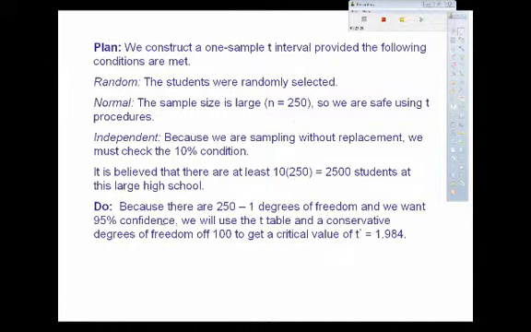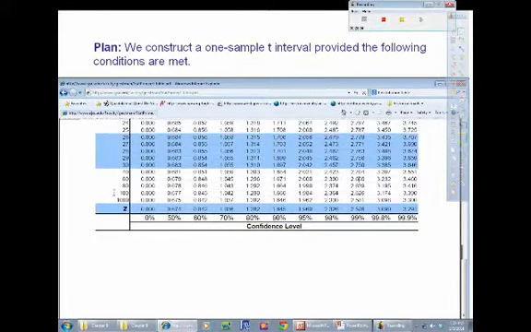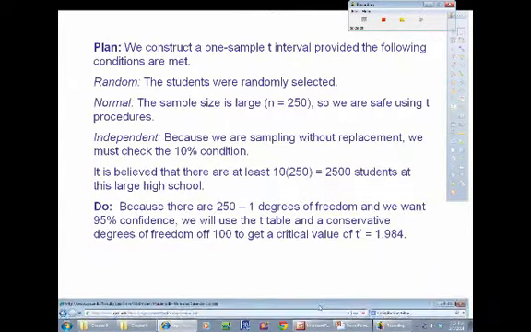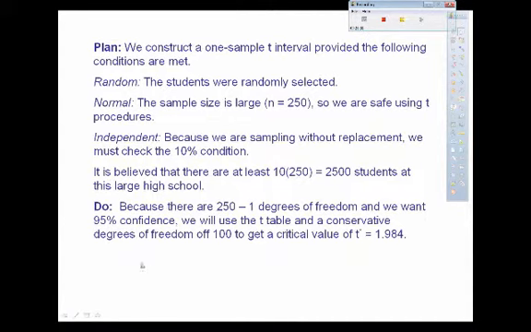So okay, remember that for our degrees of freedom, we take 250 minus 1, and we want a 95% confidence interval. We use table t and a conservative degrees of freedom of 100, and get this critical value. So let's look at that table. 100 degrees of freedom and 95%. So we get 1.984, and there it is. We put it into the formula, okay?